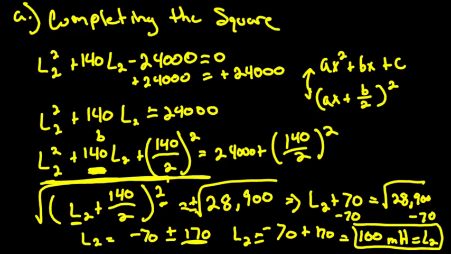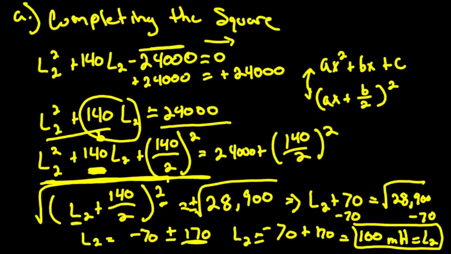So let's just review this. What do we do? We brought the constant term, this 24,000, over to the other side so that we just had two terms of L. We made sure that the A term in front of the L2 squared was down to 1, and we know that from the original equation. So now, once we have it in this form, L2 squared plus 140 L2 is equal to 24,000, we then do the completing the squares method. We do that by taking this term, dividing it by 2 and squaring it so that we can complete the square.